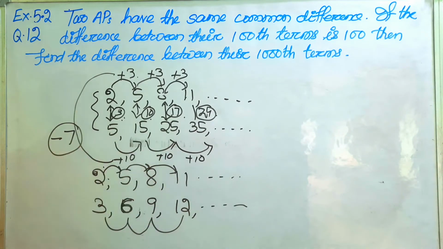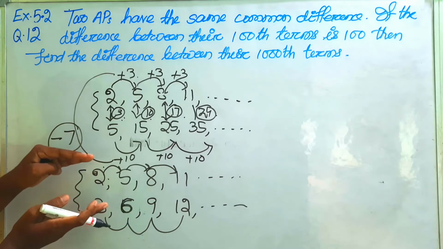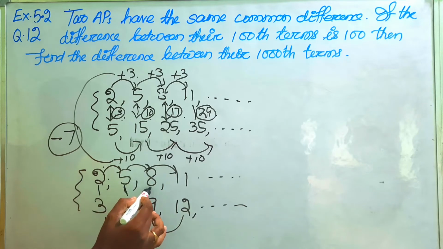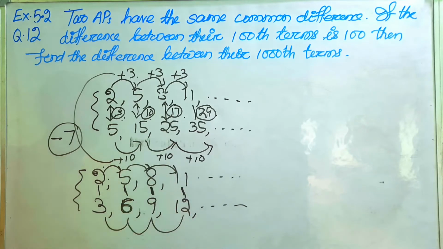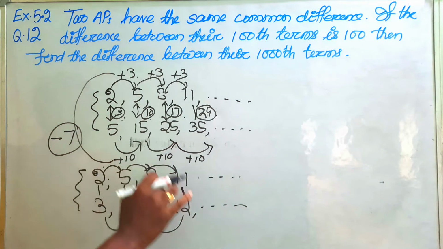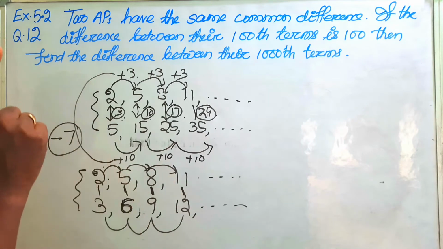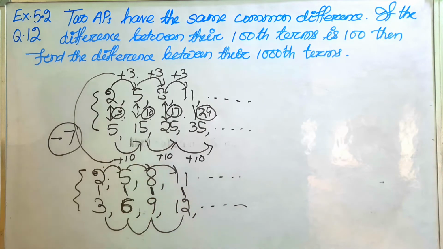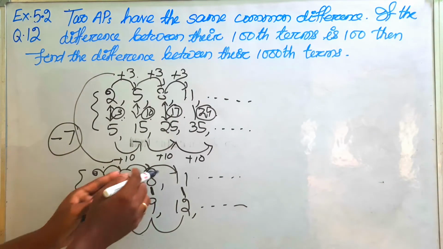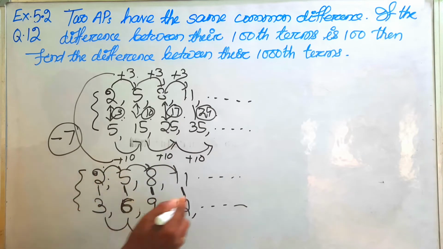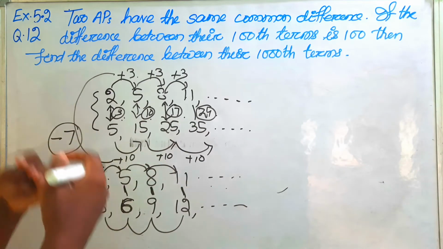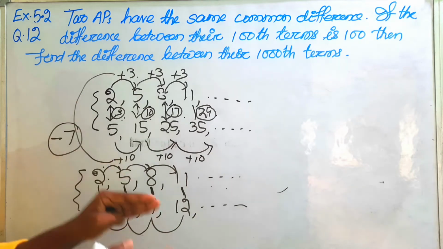The common difference is 3. So now if we compare these two APs, you will find the difference between the corresponding elements is 1. Here it is also 1, here also 1. That means the difference between their corresponding terms remains constant. Here it is 1, so everywhere it will remain 1, whether it is the 100th term, 50th term, 1000th term, or 1 lakh term. Whatever may be, the difference will remain the same.